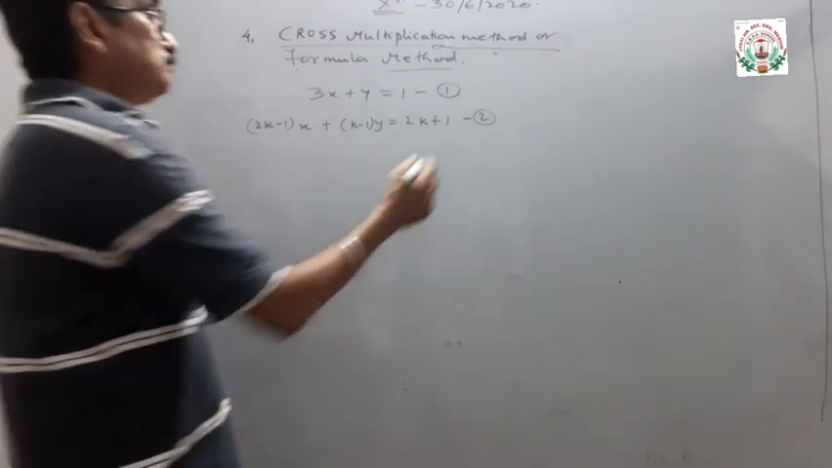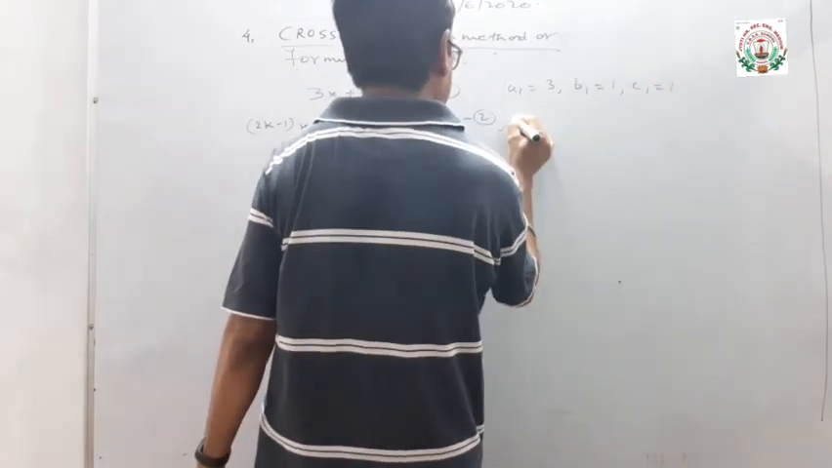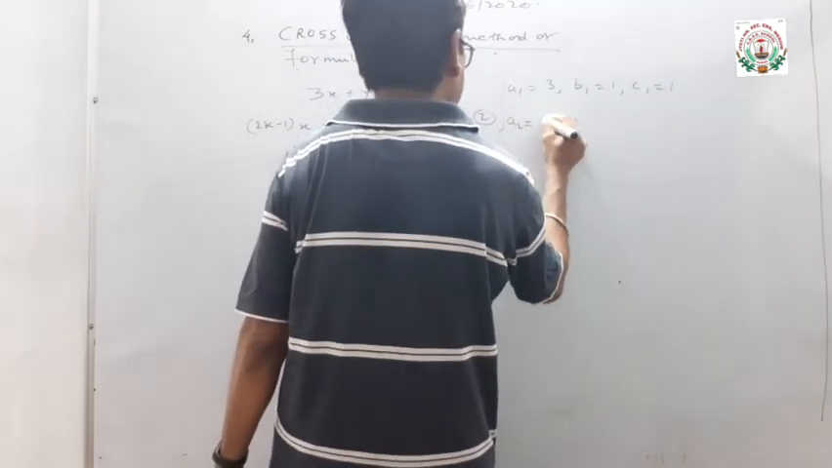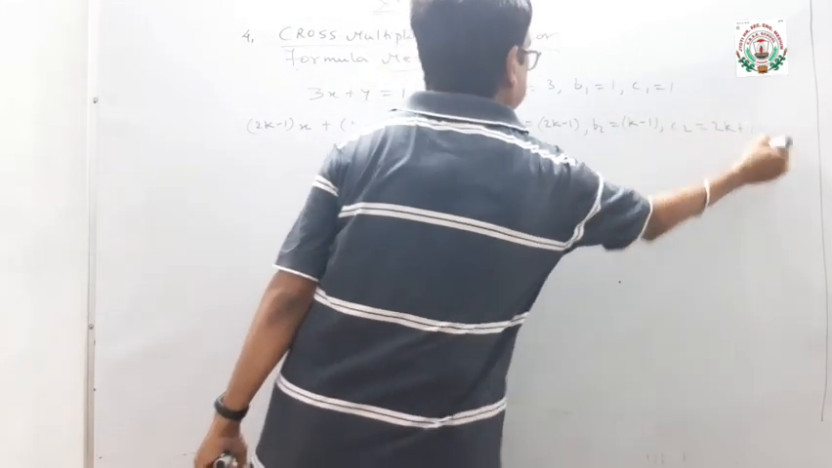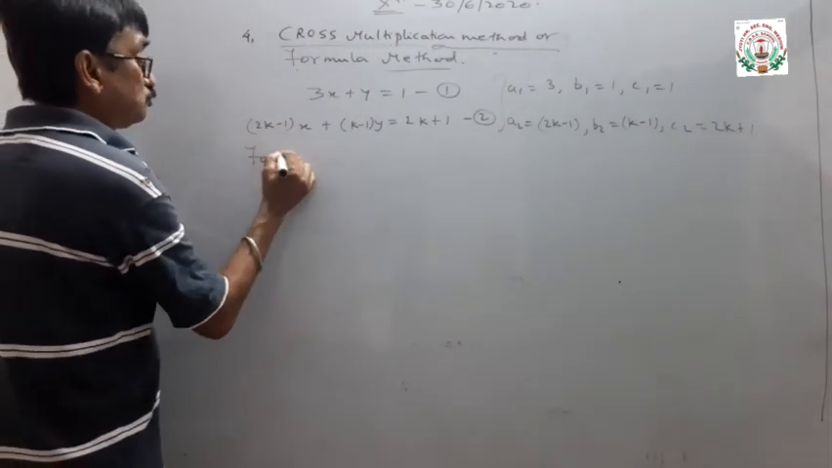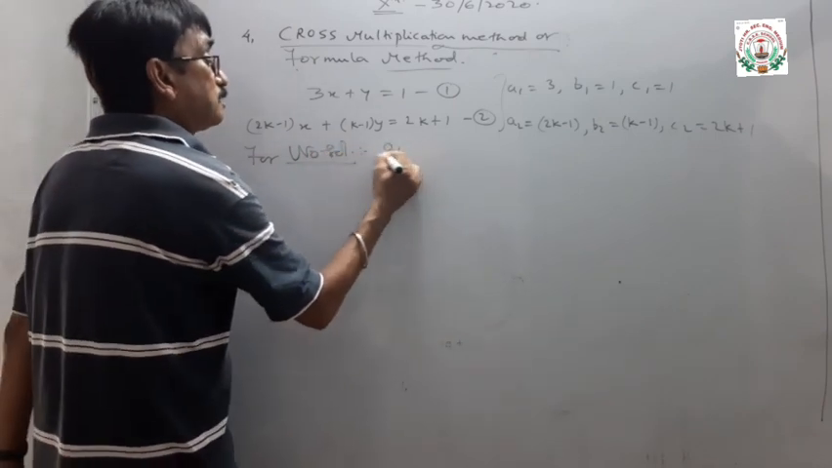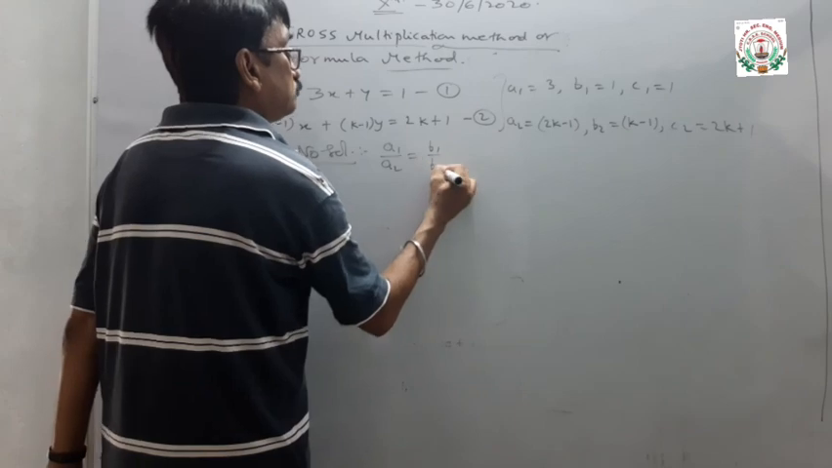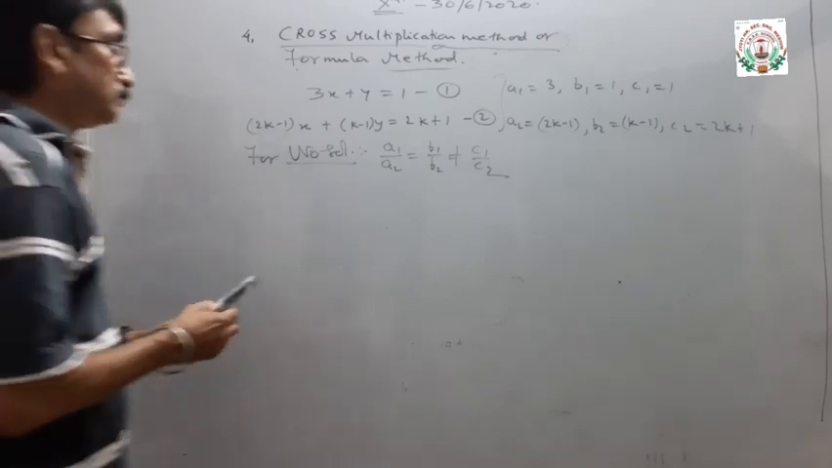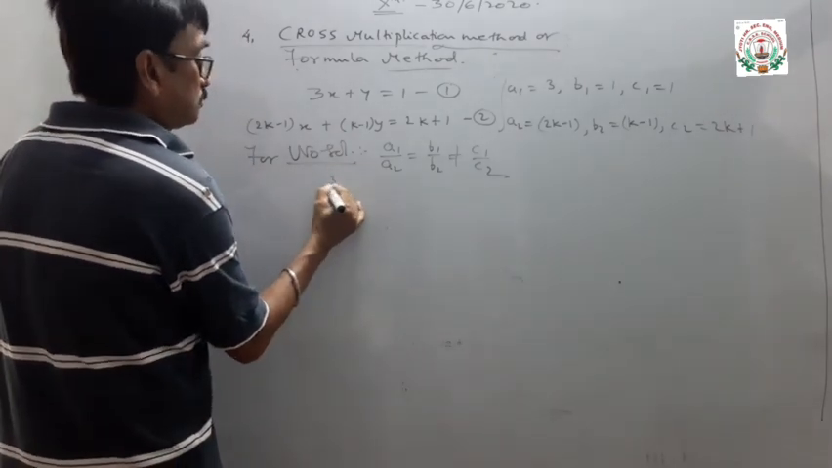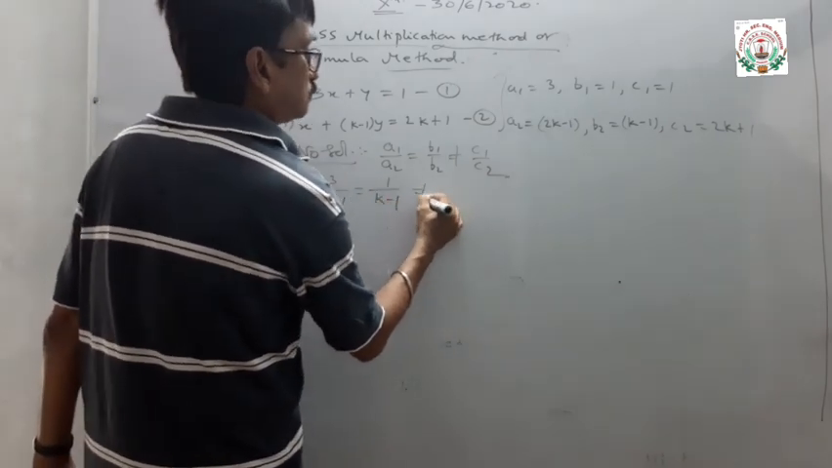Now, we have to compare a1 equals to 3 in the same way, b1 is 1 and c1 equals to 1, a2 equals to 2k minus 1, b2 is equals to k minus 1 and c2 is equals to 2k plus 1. And now it is asked for no solution. So for no solution, as we know that a1 by a2 is equals to b1 by b2 is not equals to c1 by c2. Now I am going to substitute their values. That is a1 by a2 is 3 upon 2k minus 1, b1 by b2 is 1 upon k minus 1, not equals to 1 upon 2k plus 1.